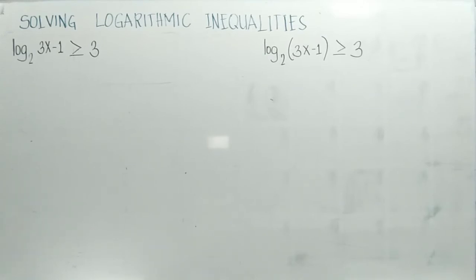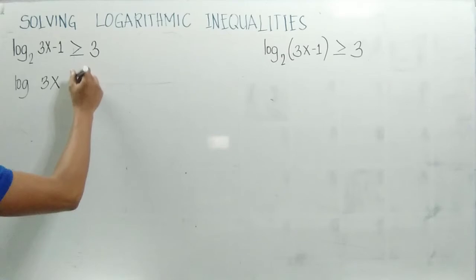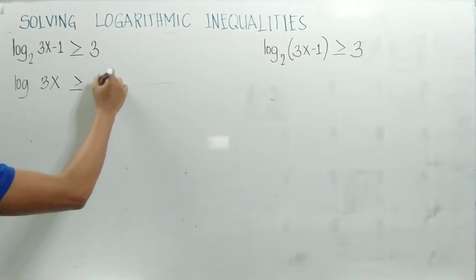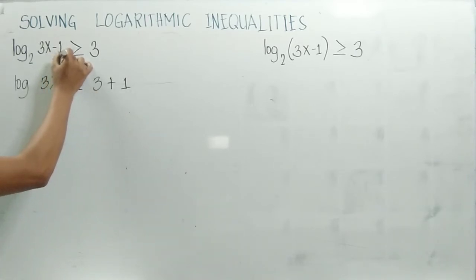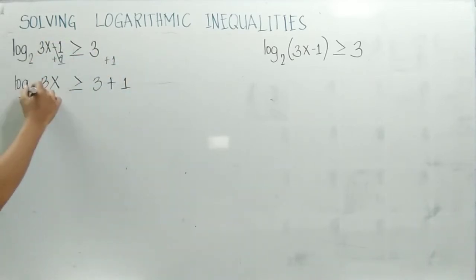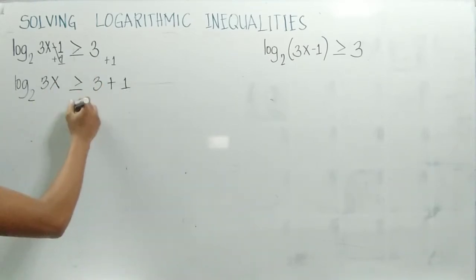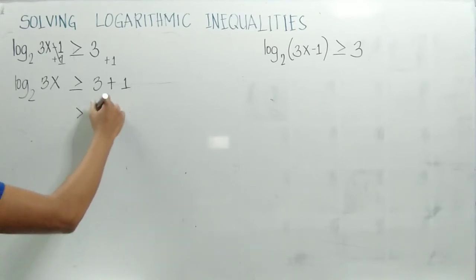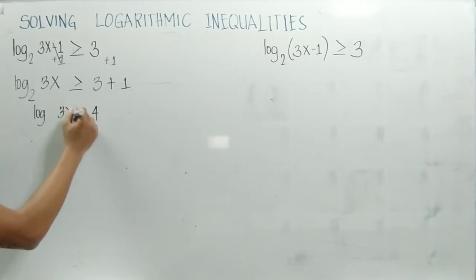So solving, we have log of 3x is greater than or equal to 3 plus 1. So where did we get this plus 1? We have added 1 here, so we will add 1 in here to eliminate this negative 1. So we have the remaining 3x base 2. Then we have 3 plus 1 on the other side, which of course is 4. Then we have log of 3x base 2.